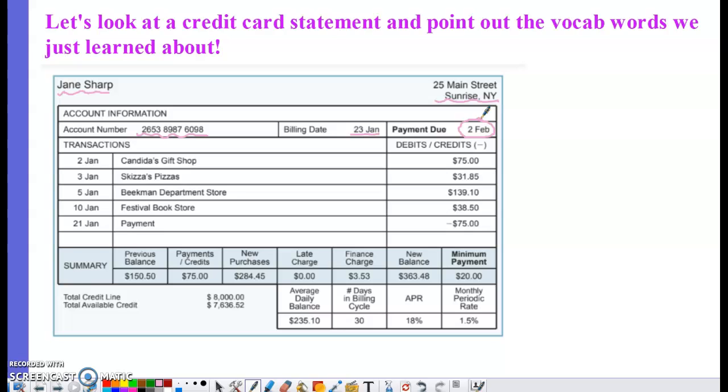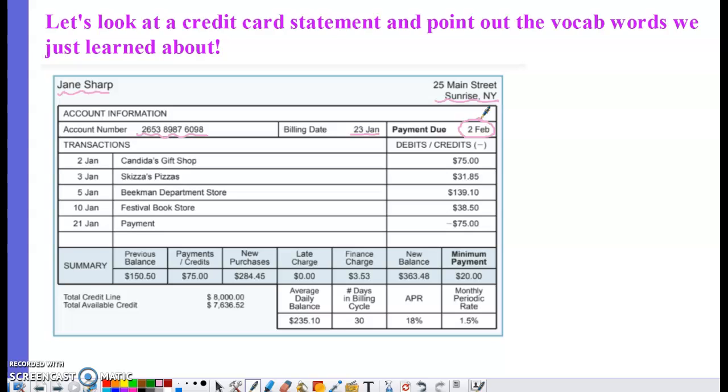Notice here they also have a payment on there, meaning you must have paid some money to your credit card company throughout that billing period. And then we put a negative here just because it reduces how much you are going to owe. Down here is a summary. This is kind of the important information.